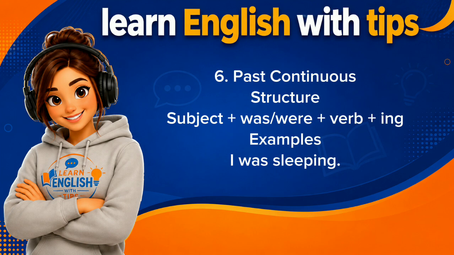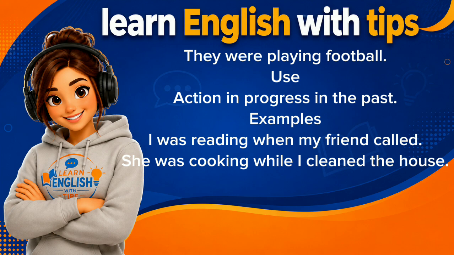6. Past continuous. Structure: subject plus was or were plus verb plus ing. Examples: I was sleeping. They were playing football. Use: an action in progress in the past. Examples: I was reading when my friend called. She was cooking while I cleaned the house.